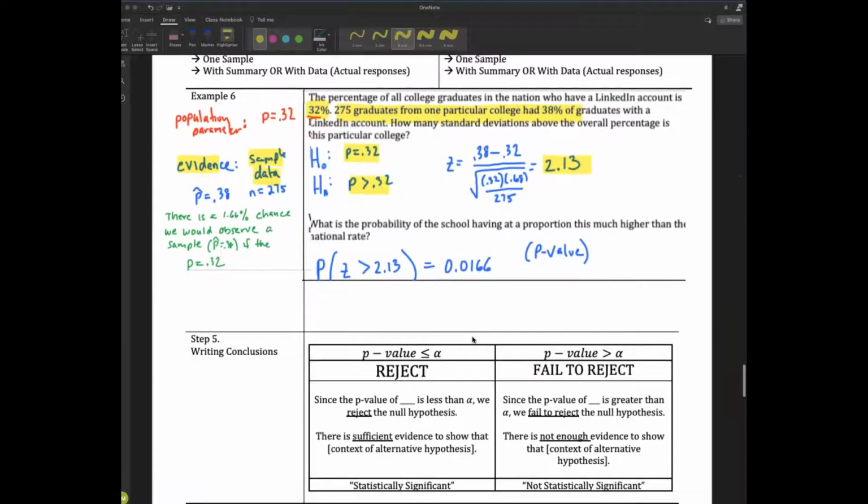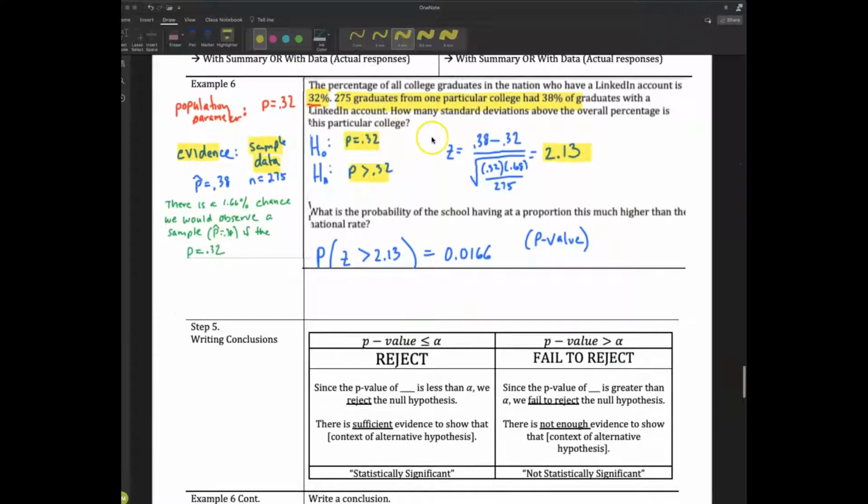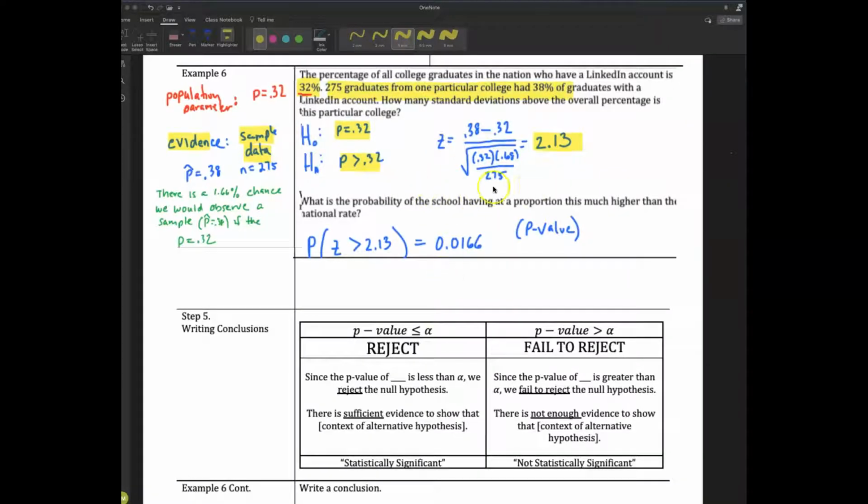And so let's look at this example here, where it says the percentage of college graduates in the nation who have LinkedIn accounts is 32%. 275 graduates from a particular college had 38% of graduates with a LinkedIn account. How many standard deviations above the overall percentage is this particular college? And so in order to think about what that is, we're going to think about this as a hypothesis test, right? And so this idea, how many standard deviations above the overall percentage, is going to be our test statistic.